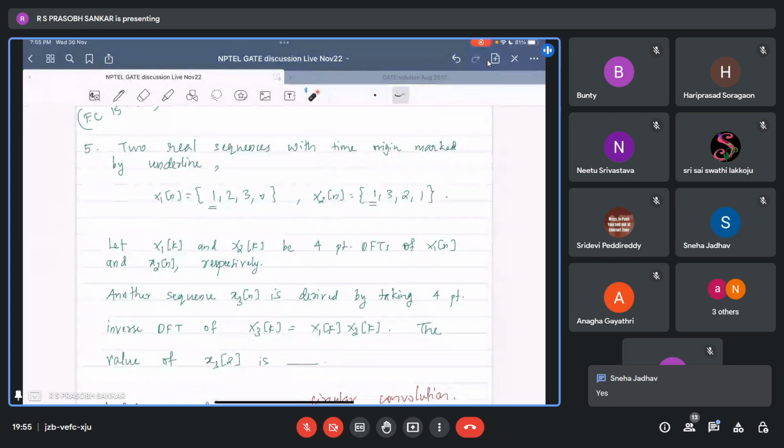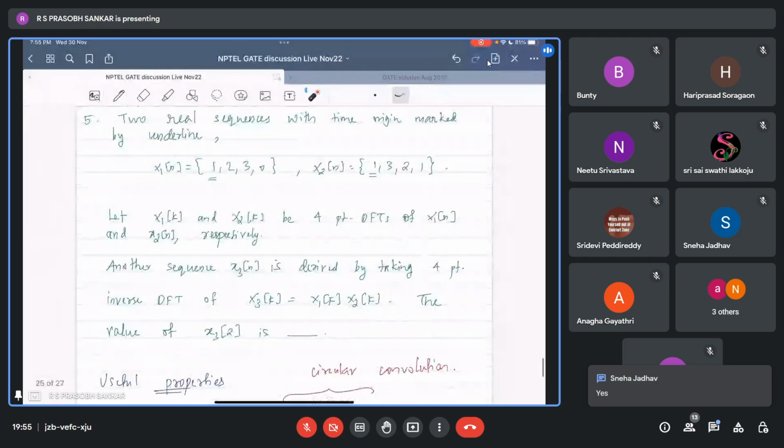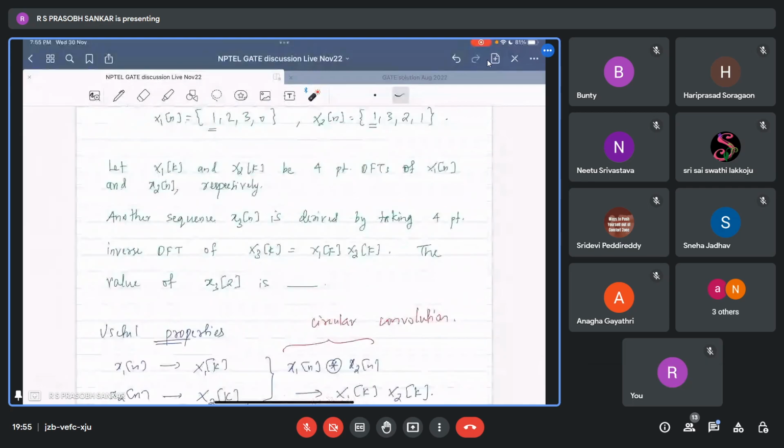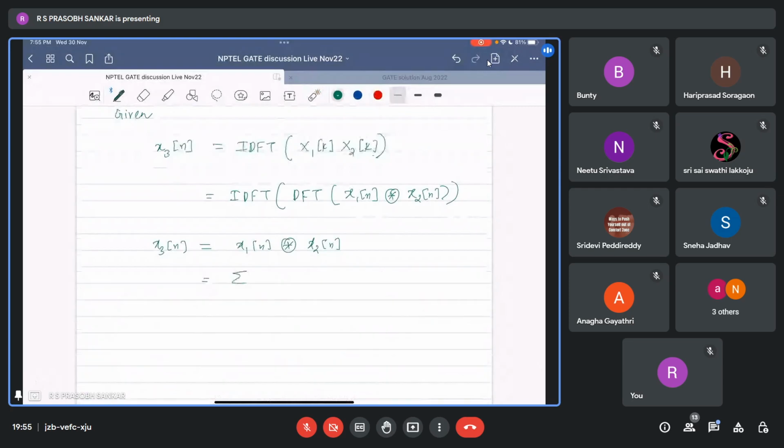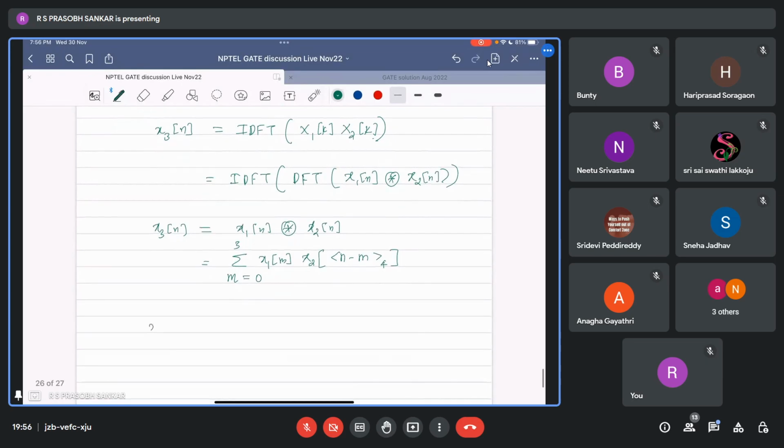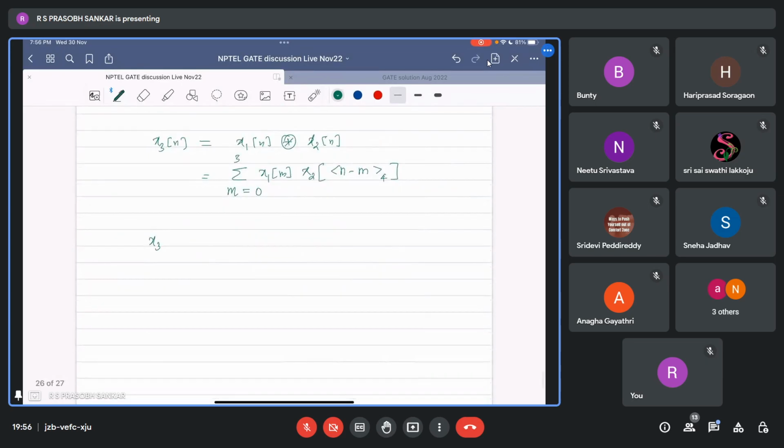Okay, thanks. Now, what is asked? We need to find what is x3 of 2. That's it. So what do we have? x3 of n is given by the summation over m equal to 0 to 3 of x1 of m times x2 of (n minus m), circular shifted version like that. And we need to find x3 of 2.